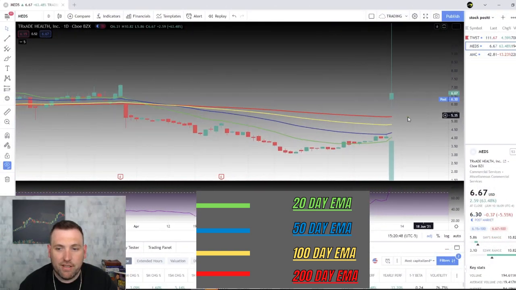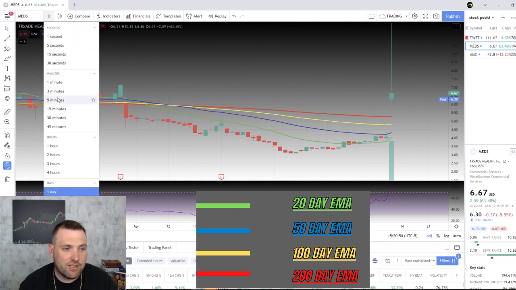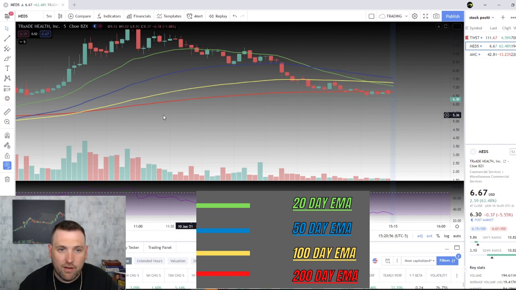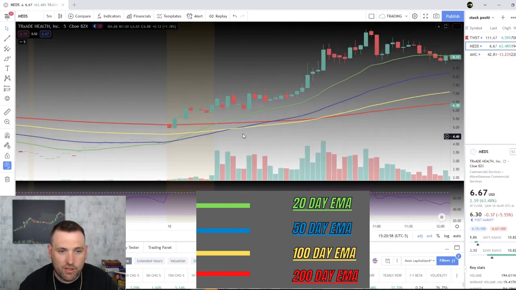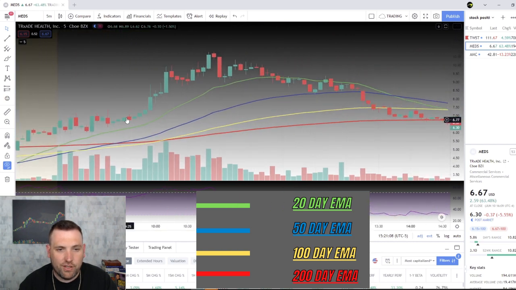MEDS, same thing. There's no reason why I would have thought to trade this looking at the daily chart here, but if I would have saw it on the scanners on the short time frame, on the 5 minute, we go back to market open, we could see the 20 did cross over the 50, the 100, and the 200. And once it did that, we did get a nice bull move, and you can continue to hold it as long as that 20-day holds up. The moment it cracks below that 20-day, you might want to think about getting out.